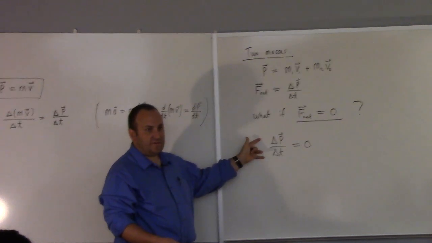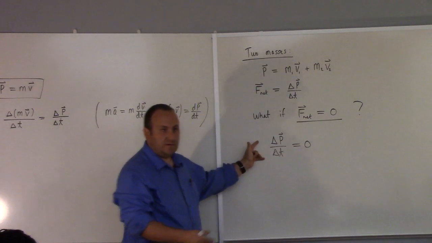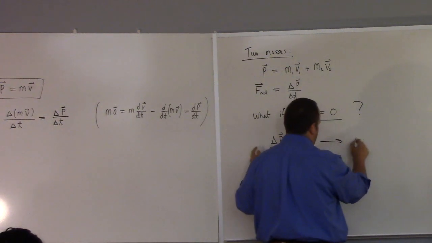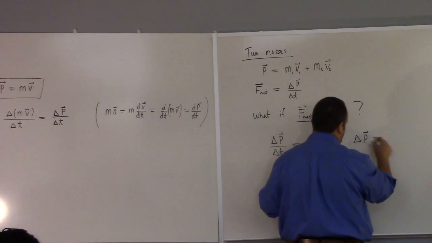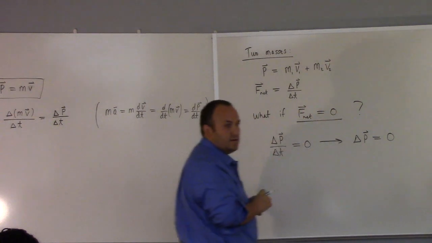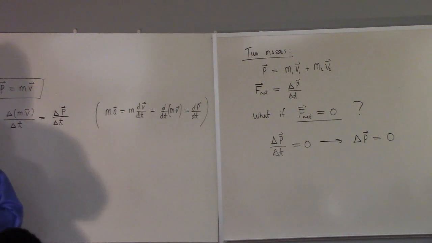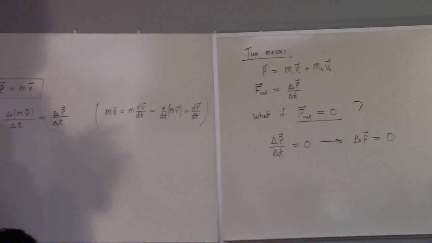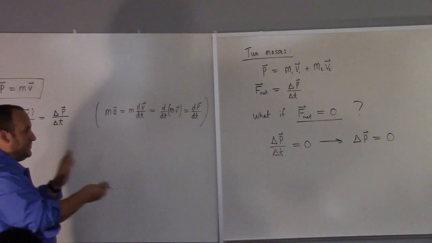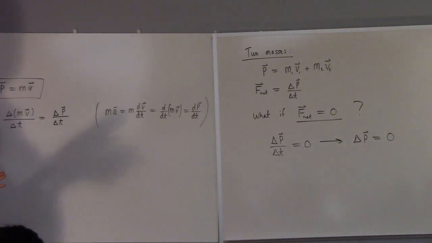But with the change in time being non-zero, we can just think of this as the change in momentum being 0. So what does that say? That says that the momentum of the system stays the same before and after a process where there's no net force. All right? So if the net force on a couple of masses is 0, then their momentum is conserved.